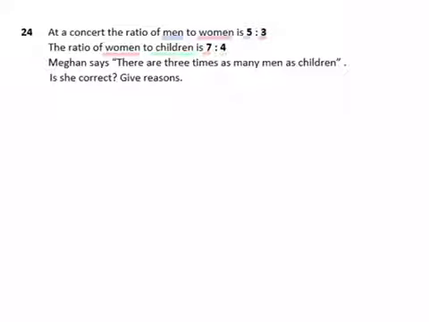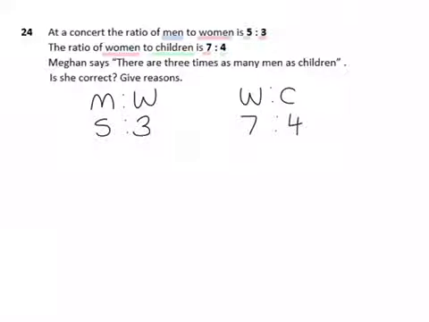Now, the only way that we can compare men, women and children all together is if the parts of the women match up. At the moment, women are 3 parts in one ratio but 7 parts in the other. So I've got men to women being 5 to 3, but in the second ratio, women to children being 7 to 4. So we need to think of some common multiple of 3 and 7 that we could change the women into so that they were both the same. And that common multiple is good as 21.